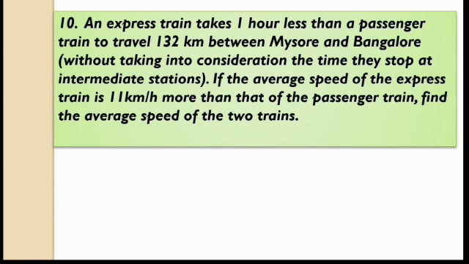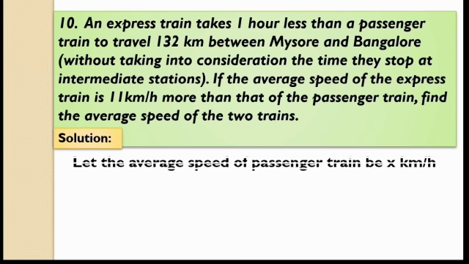Question number 10 is, an express train takes 1 hour less than a passenger train to travel 132 km between Mysore to Bangalore. If the average speed of the express train is 11 km per hour more than that of the passenger train, find the average speed of the two trains. Obviously, students, the speed of the express train is maximum and the speed of the passenger train will be less.